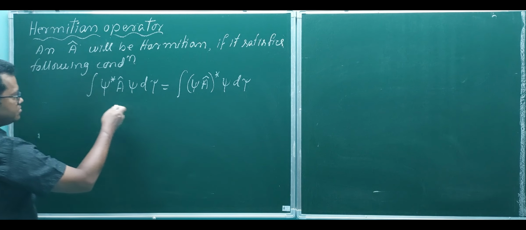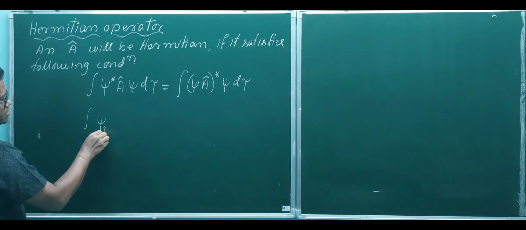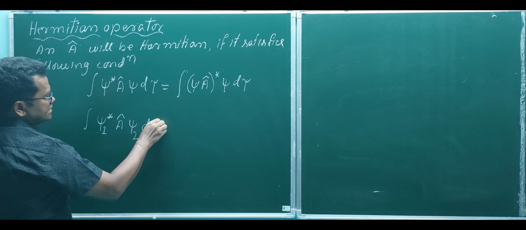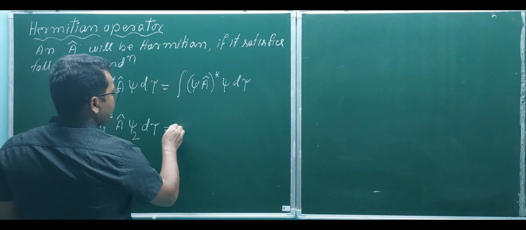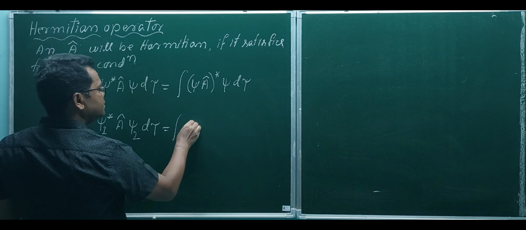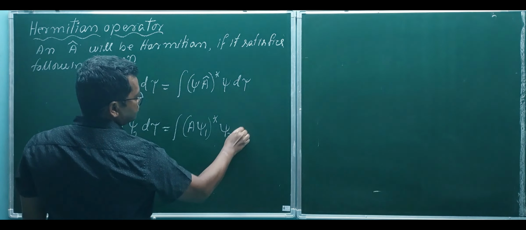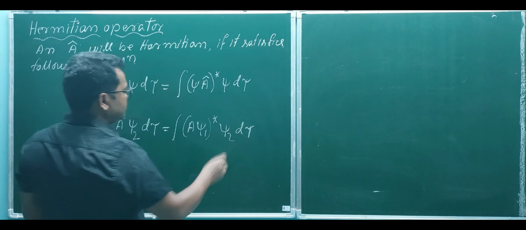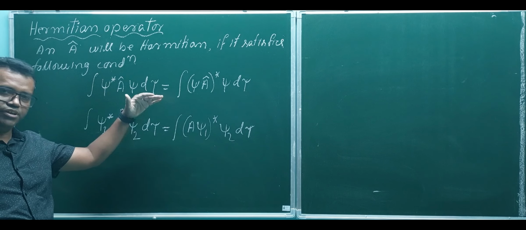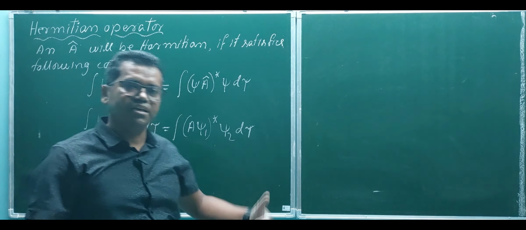Let us take another form of the condition, suppose two different functions. The integration of psi 1 star A cap psi 2 d tau is equal to the integration of (A psi 1) star psi 2 d tau. When an operator satisfies this condition, then this operator is called a Hermitian operator.